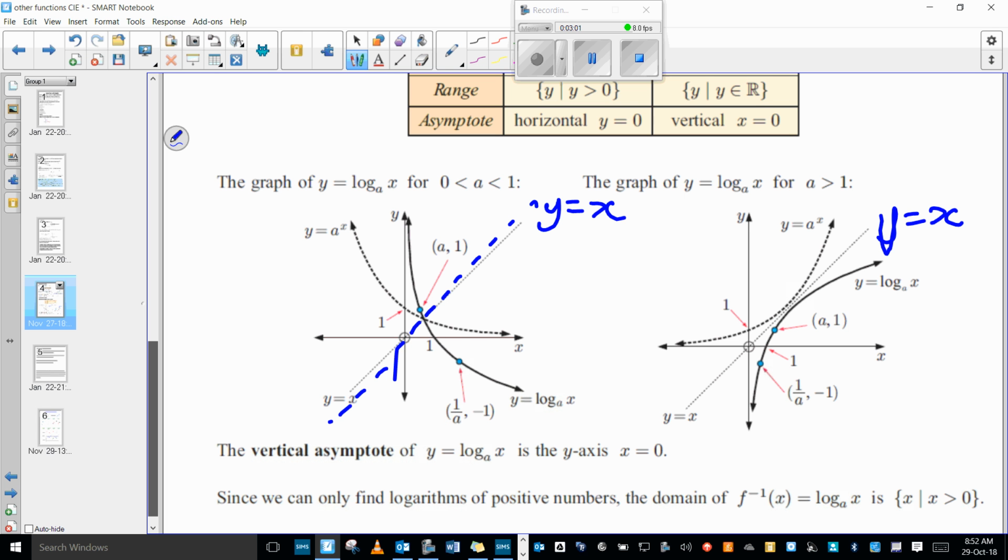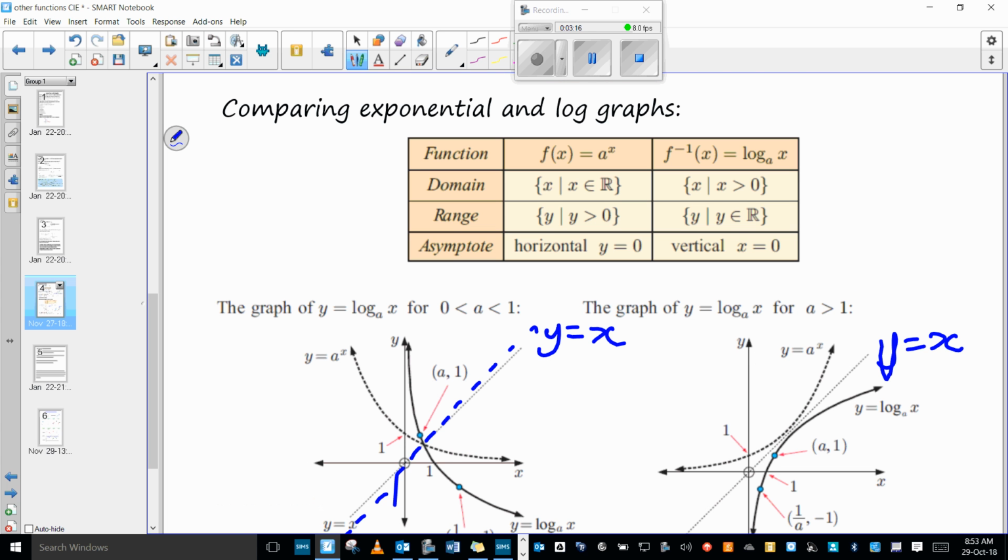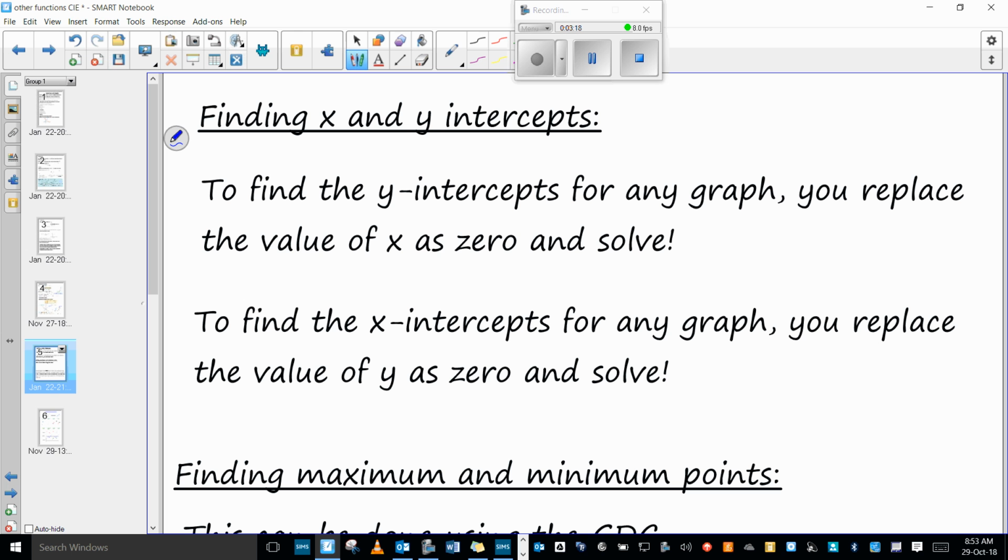I'm going through this very briefly because I don't really think that this is going to come up in your exam. It's just for glancing over. And next one. Okay, this stuff is important.